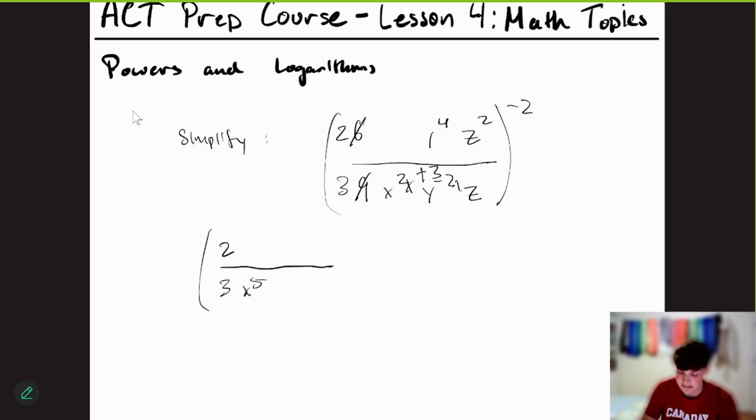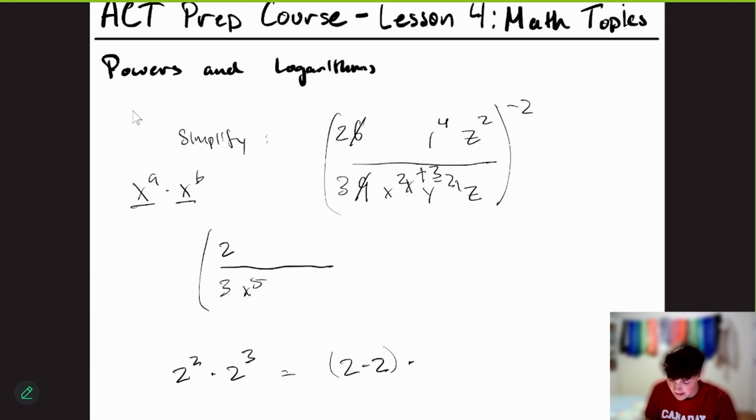Another one of the power rules is x to the a times x to the b. If you have two things with the same base multiplied by each other, just add their powers together, right? This makes sense, right? 2 squared times 2 to the 3rd is just the same thing as 2 times 2, times 2 times 2 times 2, which is just 1, 2, 3, 4, 5 2's multiplied together, 2 to the 5th. So you add 2 plus 3. Okay, so that's another power rule that shows up.